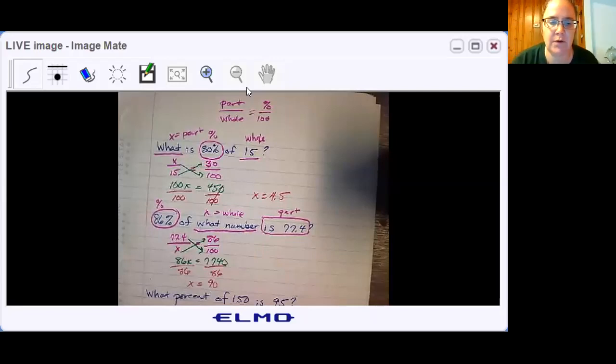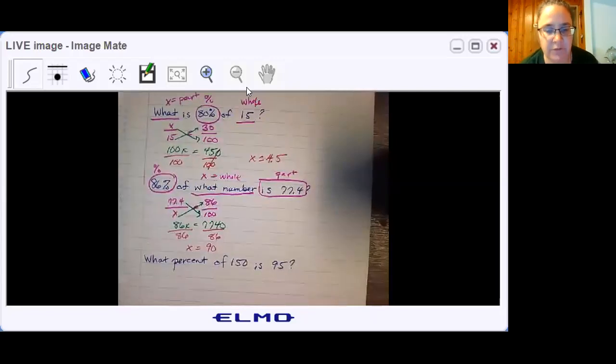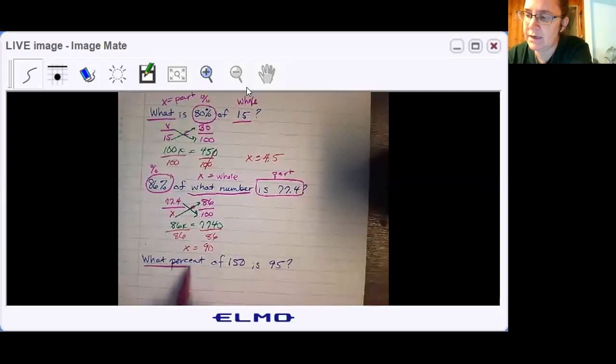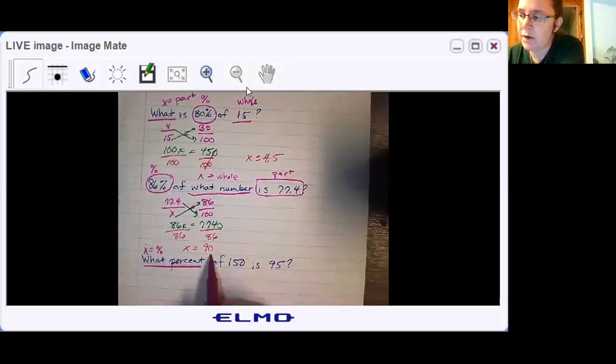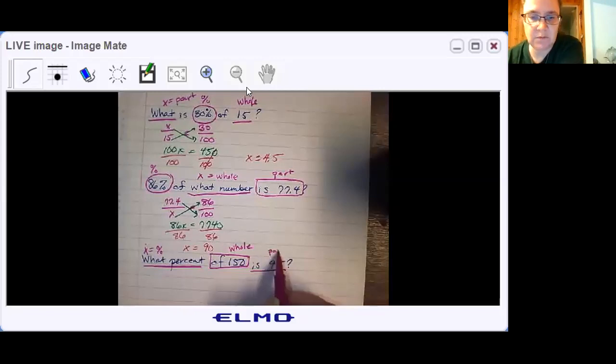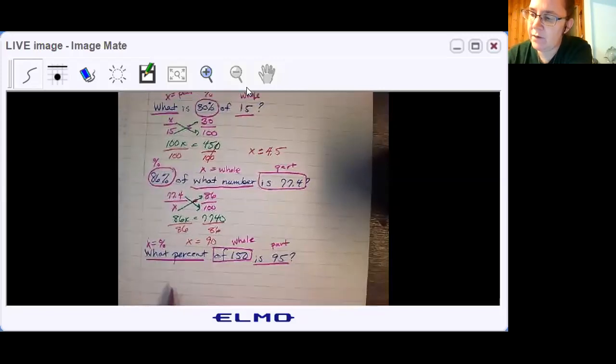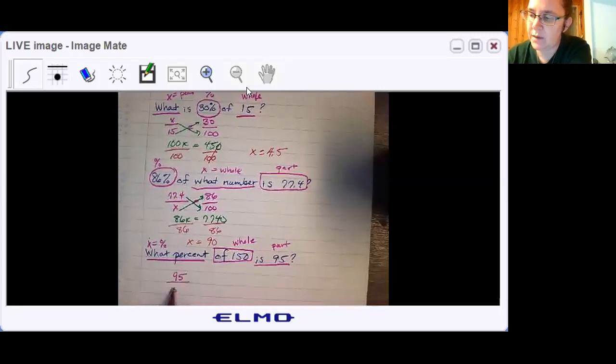Last problem we're going to work together. What percent of 150 is 95? So let's look at our clues. What percent? And that's where our variable is going to go because it goes with the what. Of 150, of always goes with our whole. Is 95, is always goes with our part. So now I have part 95 over whole 150 equals percent, which is what I'm finding, over 100.